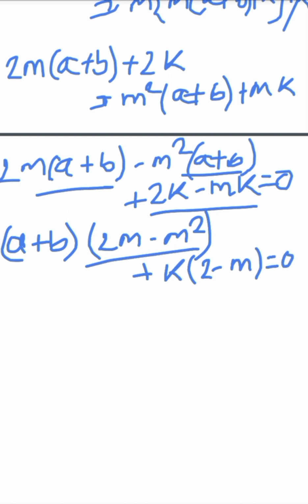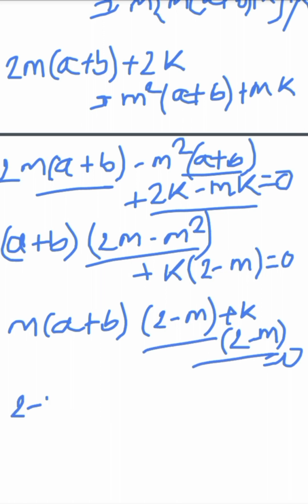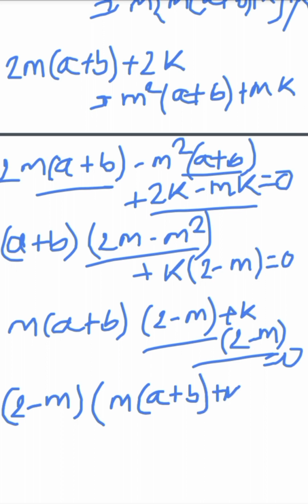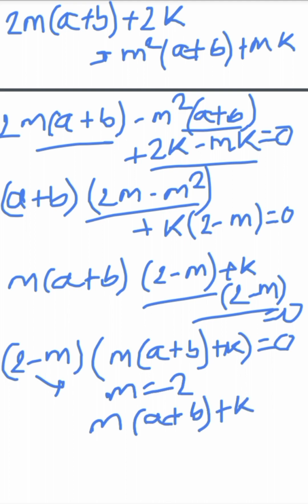So we get (a+b)(2m minus m squared) plus, and from here we can take k as common, that is k(2 minus m), equal to 0. So now from here again you can take m as common. So we'll get m(a+b)(2 minus m) plus k(2 minus m) equal to 0. Now 2 minus m is common, so (2 minus m)(m(a+b) plus k) equal to 0. So friends, from here you can understand either m equal to 2, or m(a+b) plus k equal to 0.